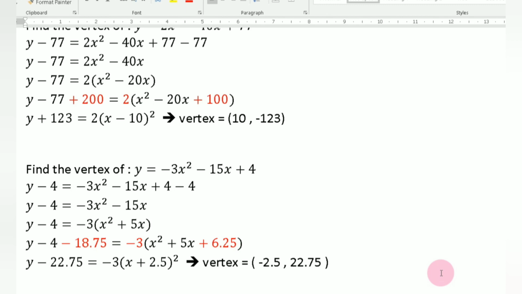Regarding that, it doesn't matter if you know the formula to find the vertex, since this skill will be applied in some other concepts. So you need to master this one. So please keep practicing.